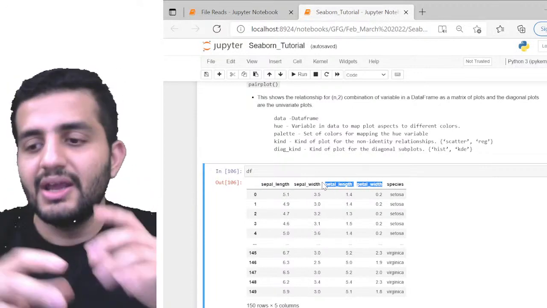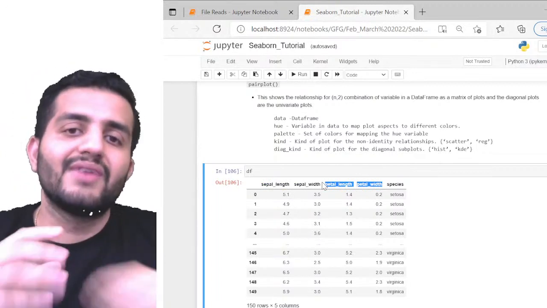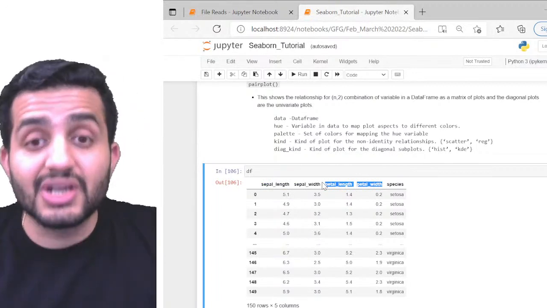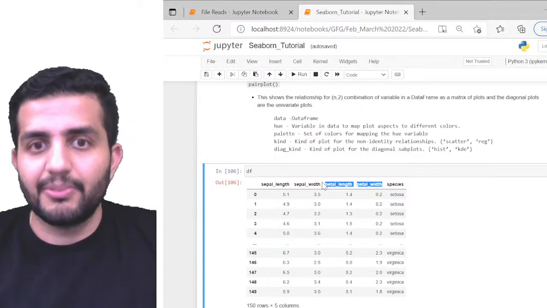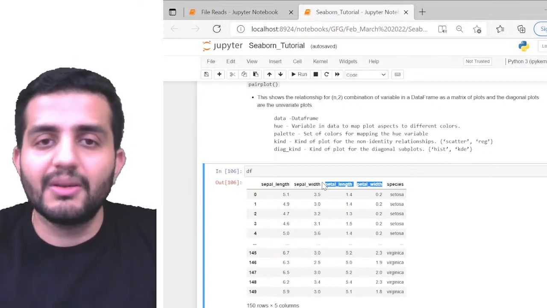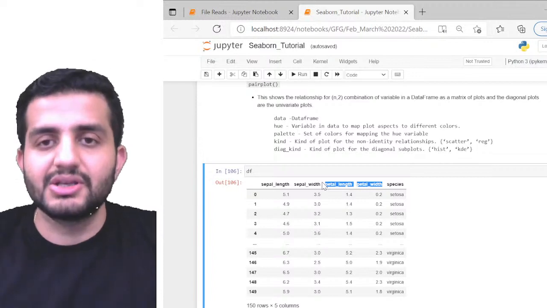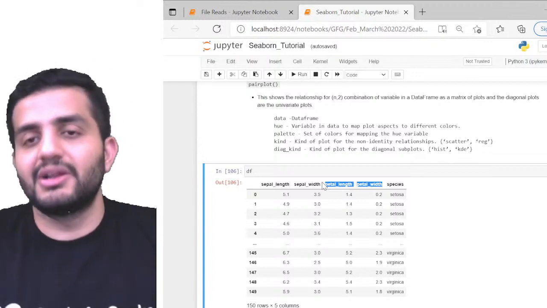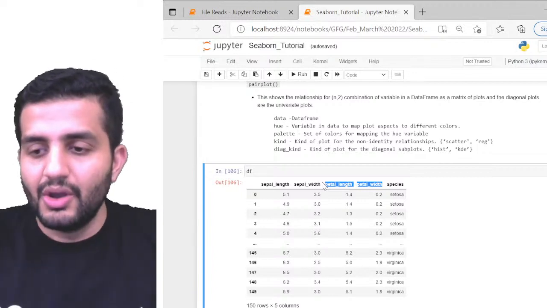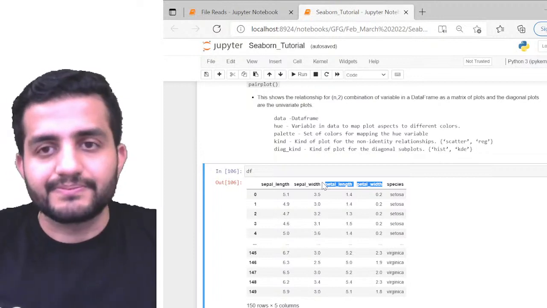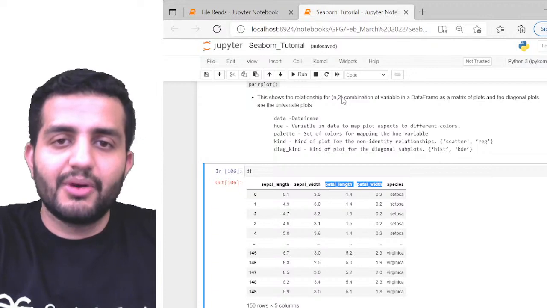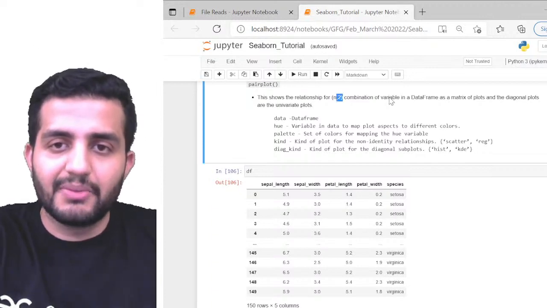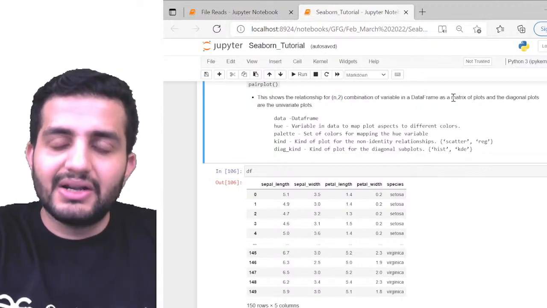So I can try to see for all the variables how the interaction is, right? And that is where pair plot is used. Pair plot is plotting all the possible combinations of such interactions in your data, and it is plotting all the interactions at the same time. It shows the relationship of n cross 2 combinations of variables in a data frame as a matrix of plots.